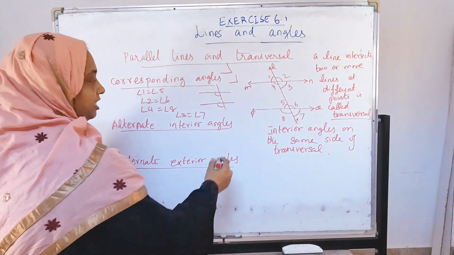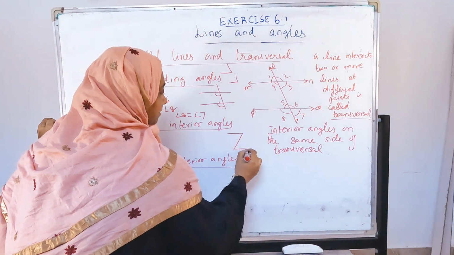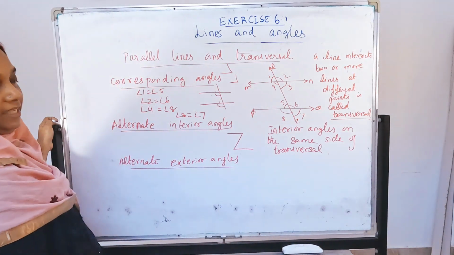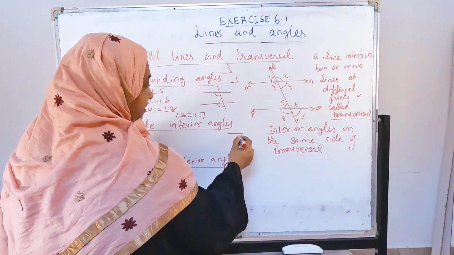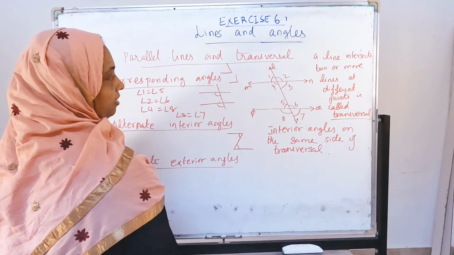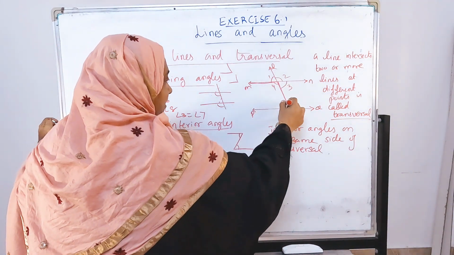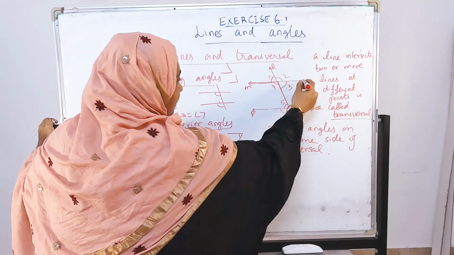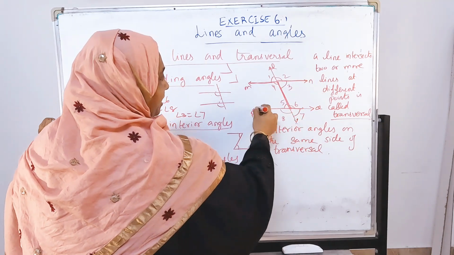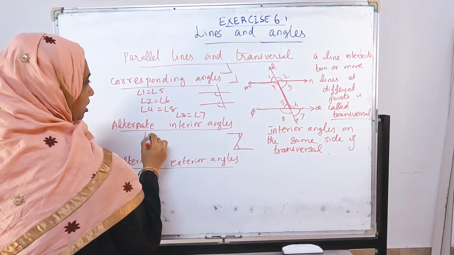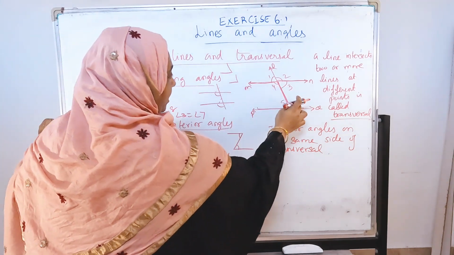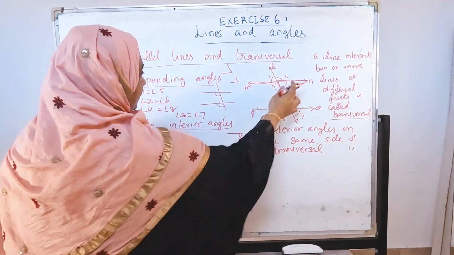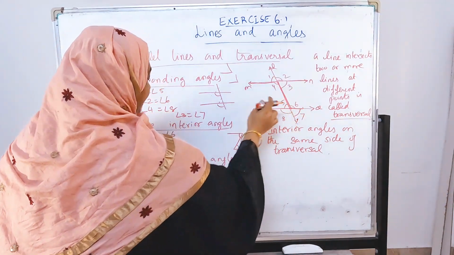Alternate interior angles make some Z shape. Interior angles means this is our interior. Here, angle 4 and 5 are equal. On this side, taking the Z, angle 3 and 5 are equal. Angle 4 and 6 are equal. And taking this type of Z, angle 3 and 5 are equal.